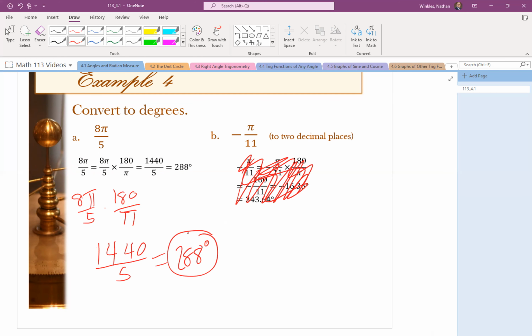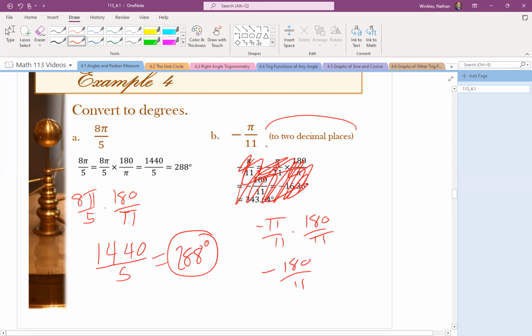So on this next one, negative pi over 11 times 180 over pi. So we get negative 180 over 11. This one says round it to 2 decimal places. So we get negative 16.36. And a lot of times we don't like working in terms of negative.